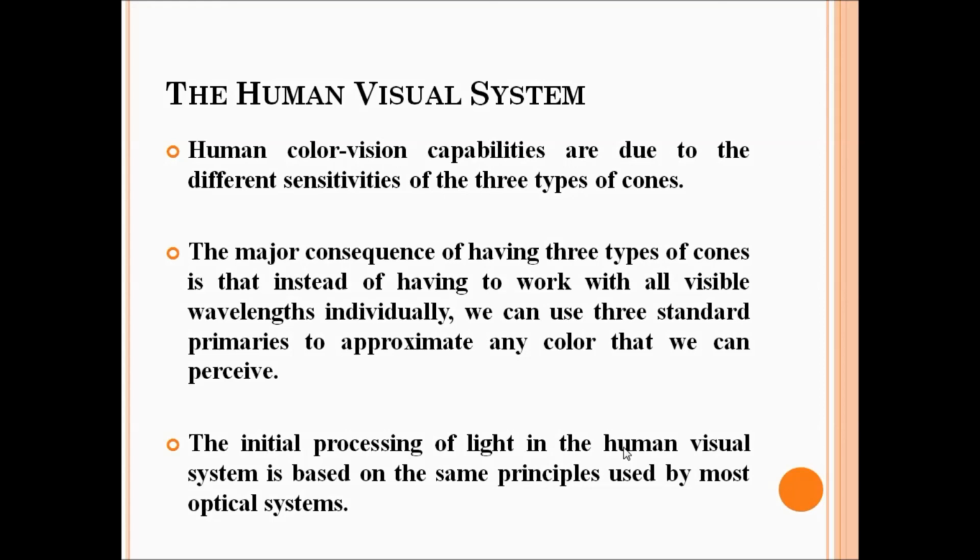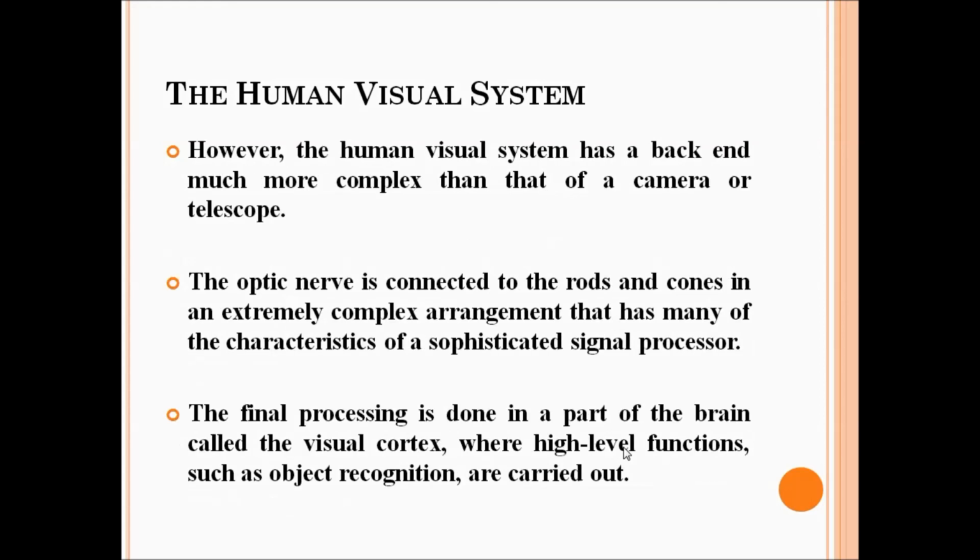And one more important thing, the initial processing of light in the human visual system is based on the same principles used by most optical systems, but the difference is that the back-end tasks of the human visual system are more complex than those of a camera. Those back-end computations are carried out in the optic nerve. The optic nerve is connected to the rods and cones in an extremely complex arrangement, equal to a sophisticated signal processor. But the final processing is done in the brain, in the visual cortex, where high-level functions like object recognition are carried out.